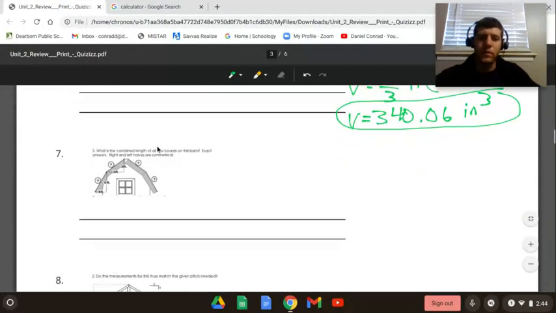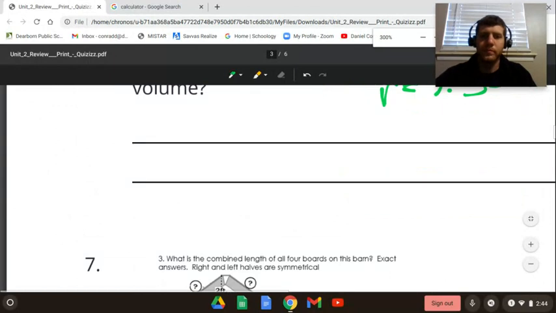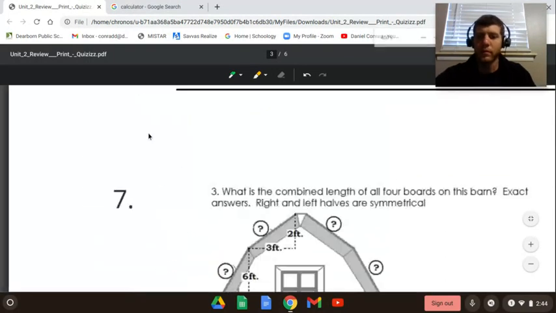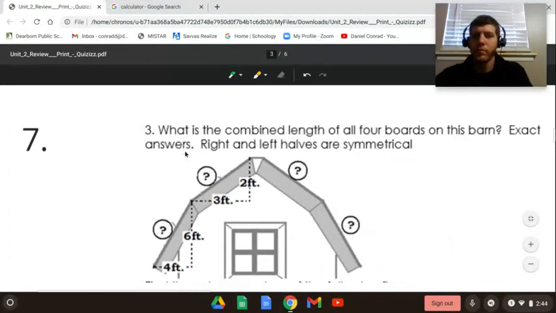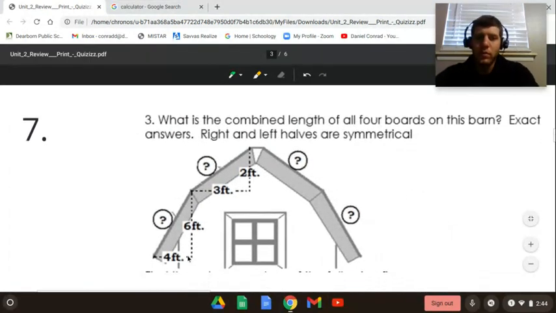All right, number 7 here, we're going to have to zoom in. Okay, so again, this question's shown just like this one on the test. Here you have a right triangle, so we're going to use the Pythagorean theorem, which is a squared plus b squared equals c squared. So a and b are the legs, and this would be c.